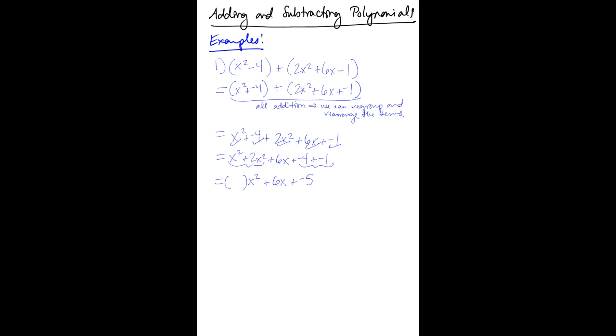So what are the coefficients on these x squareds? Well, x squared is really 1 times x squared, so that's really a 1 as a coefficient. And we have a 2 on this one. So 1x squared plus 2x squared means we have 3x squareds total.